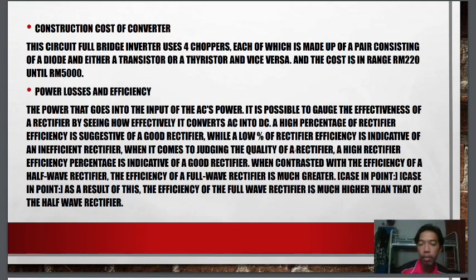Lastly, power losses and efficiency. The power that goes into the input of the AC power. It is possible to gauge the effectiveness of a rectifier by seeing how effectively it converts AC to DC. A high percentage of rectifier efficiency is suggestive of a good rectifier, while a low percentage of rectifier efficiency is indicative of an inefficient rectifier. When it comes to judging the quality of a rectifier, a high rectifier efficiency percentage is indicative of a good rectifier.